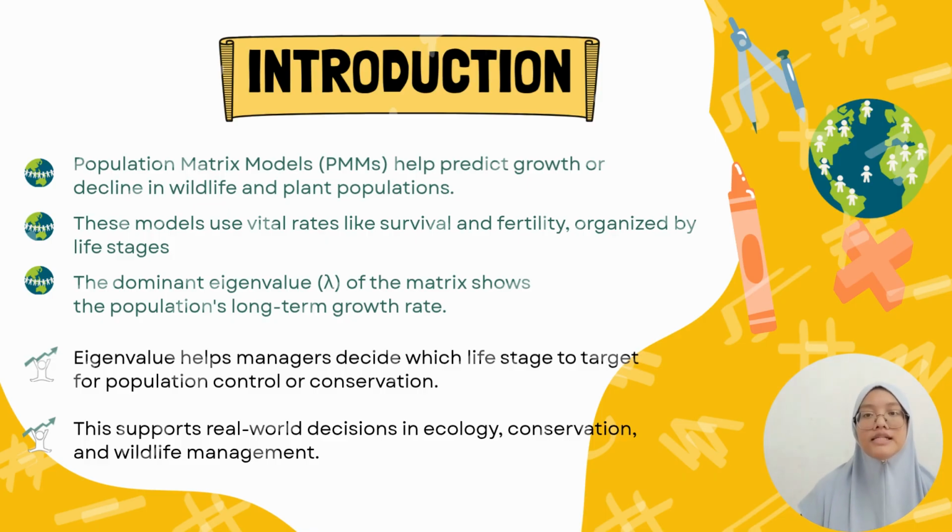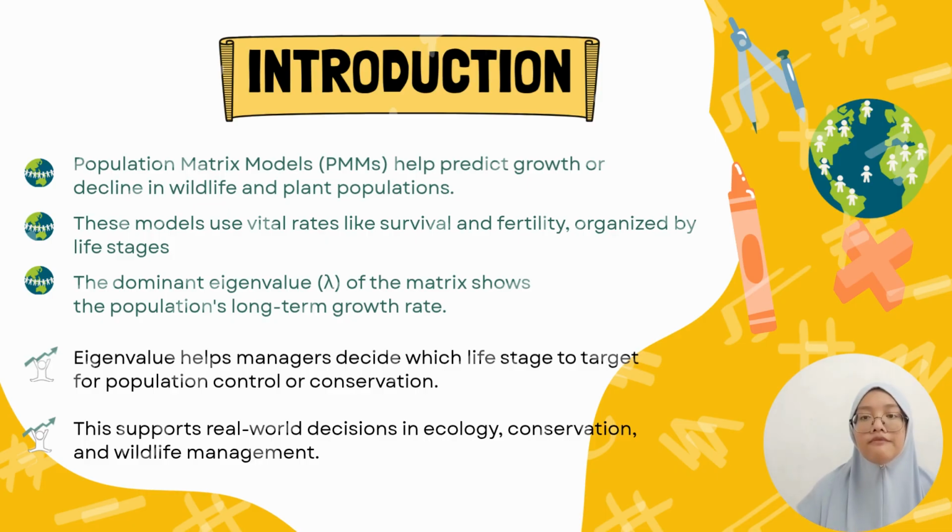We are from Group 6 and today we will be talking about how eigenvalues are used in real-world applications, specifically in modeling population growth. It is also one of the key tools used in the population matrix model, or PMM. This model helps predict whether a wildlife or plant population will grow or decline over time. They are based on vital rates like survival and fertility, which are organized by life stages.